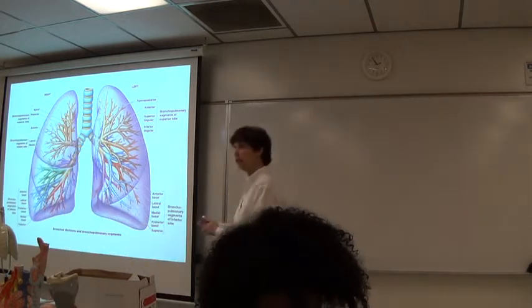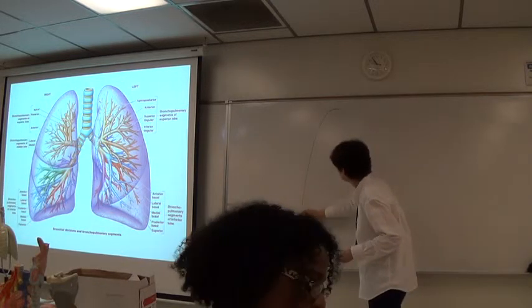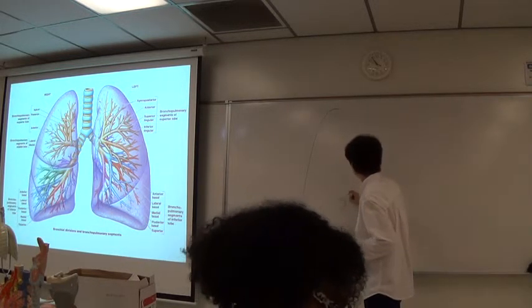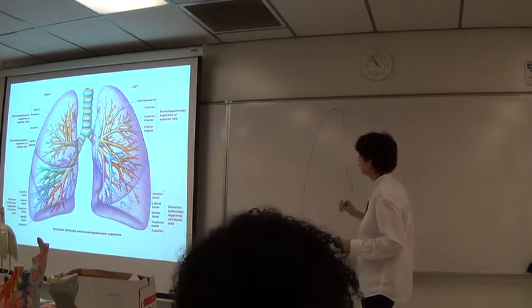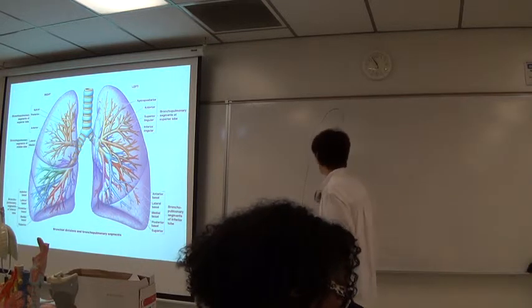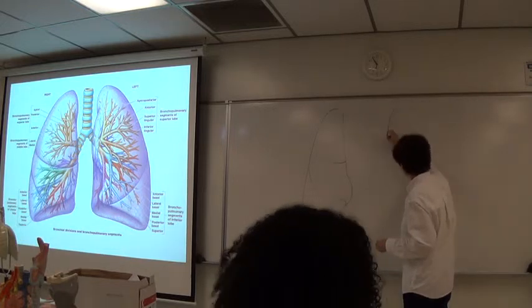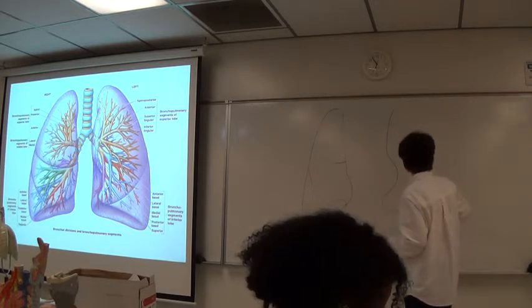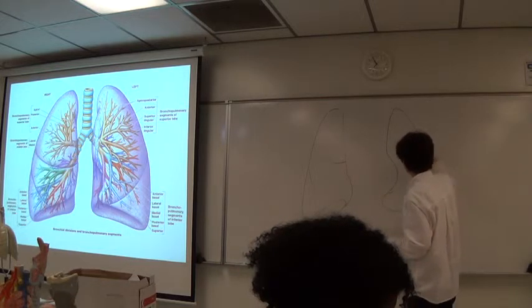All right, when we look at the lungs, on the right lung we have 3 lobes separated by 2 fissures. And on the left lung, we have 2 lobes, also separated by a fissure.